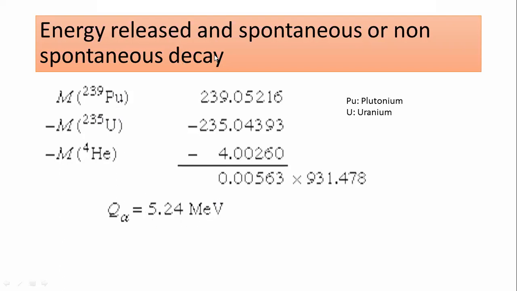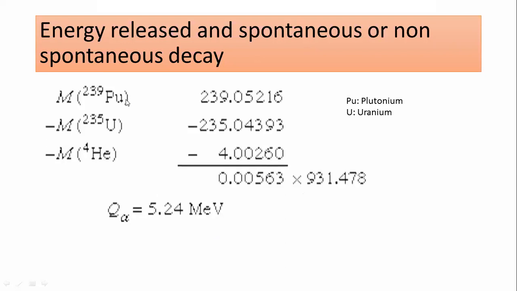And now you are going to decide whether this is spontaneous or non-spontaneous. And of course, the value is positive. It is called an exergic reaction or exergic decay. So this is a spontaneous decay. So based on this information, you can decide for any alpha decay.